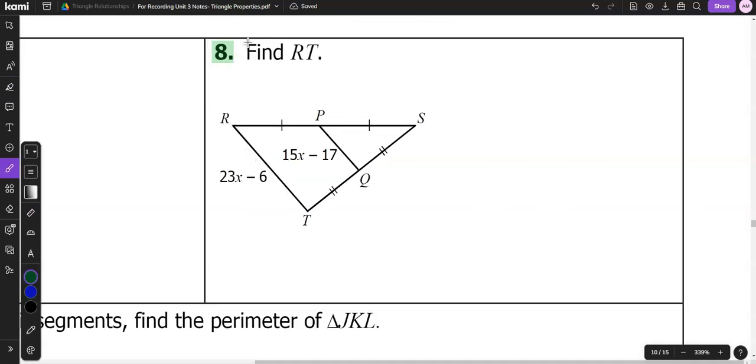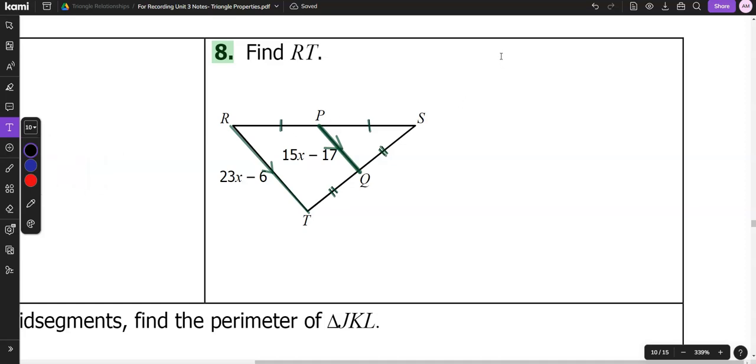All right, number 8, it wants us to find RT. In order to find RT, we first have to find x. So we see that PQ is a midsegment of this triangle. And again, we know that's a midsegment because of our tick marks right here. So that tells me that PQ is parallel to RT, and it's half as long.